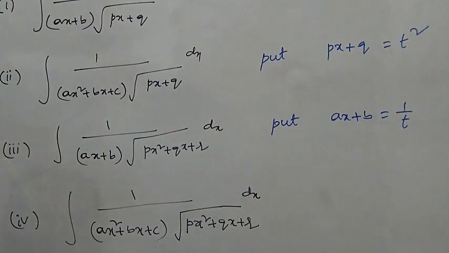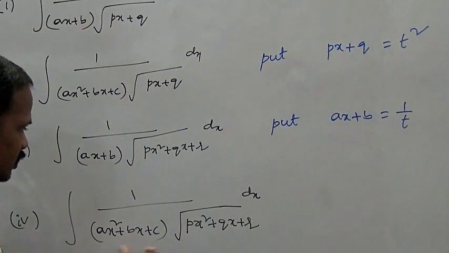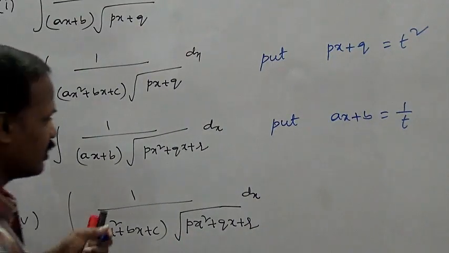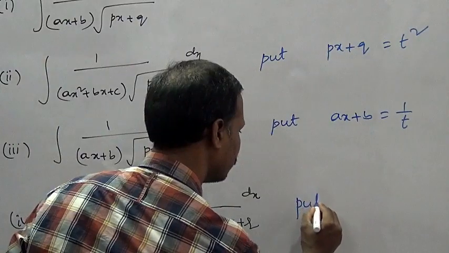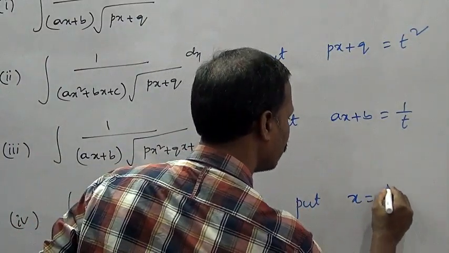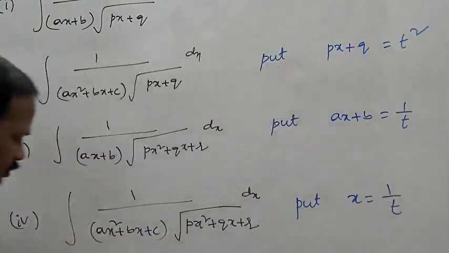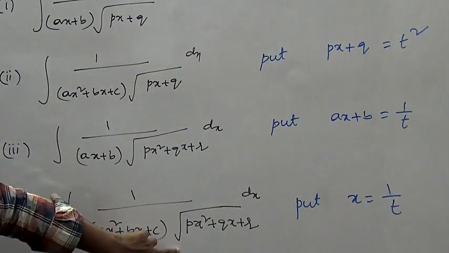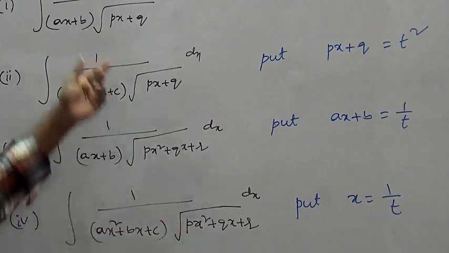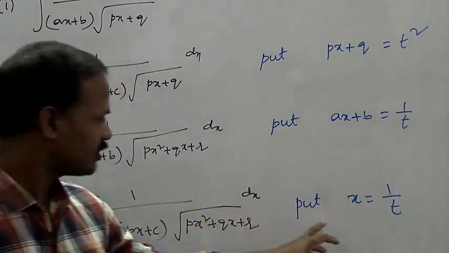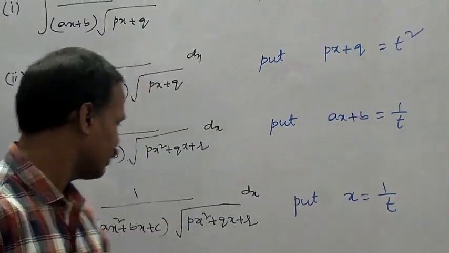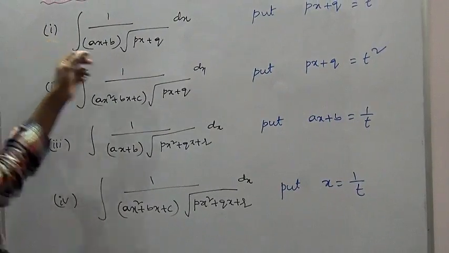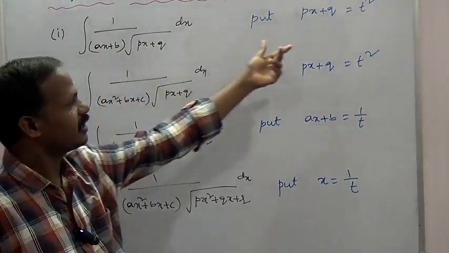Okay. Now here, see, this one and this one, both are quadratic polynomials. In this case, you have to put x equal to 1 by t. Then this problem converts to this problem. If you once substitute x equal to 1 by t, then this will convert to this model. Again, you have to take this part as t square.